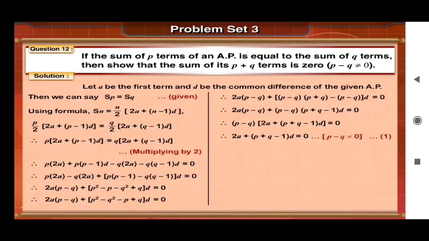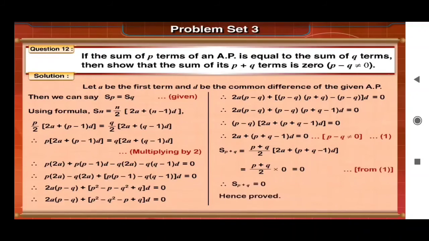Now, S p plus q is equal to p plus q upon 2 into 2a plus p plus q minus 1 into d, which is equal to p plus q upon 2 into 0 from 1, which is equal to 0. Therefore, S p plus q is equal to 0. Hence, proved.